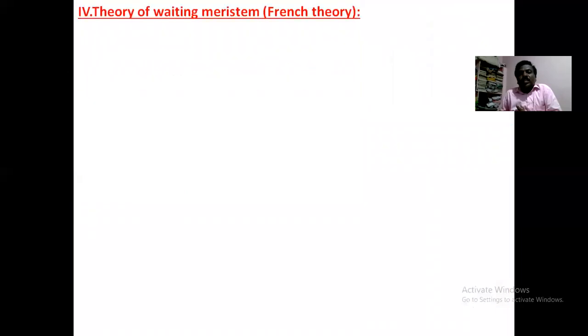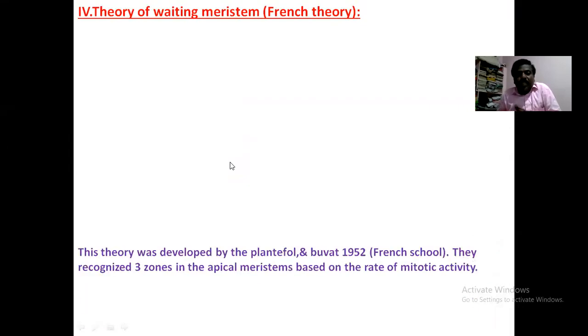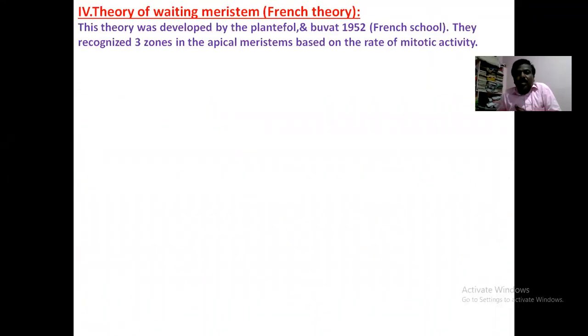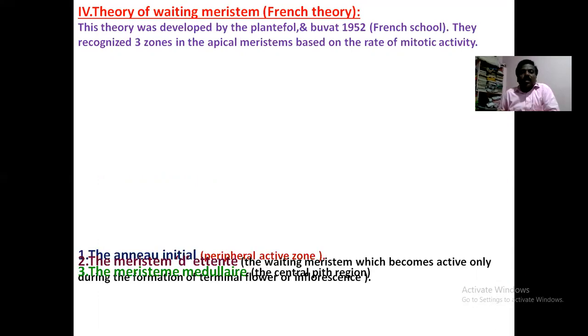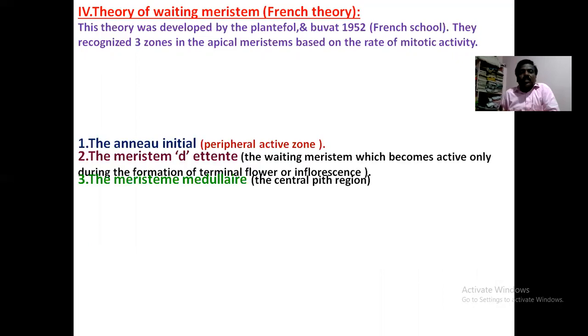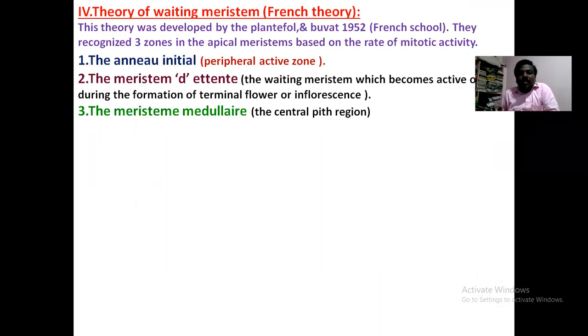Next one, the French theory: the theory of the waiting meristem. This theory was developed by Plantefol and Buvat in 1952, the French school. They recognized three zones in the apical meristem based on the rate of mitotic activity. The three zones are present in this type of theory.